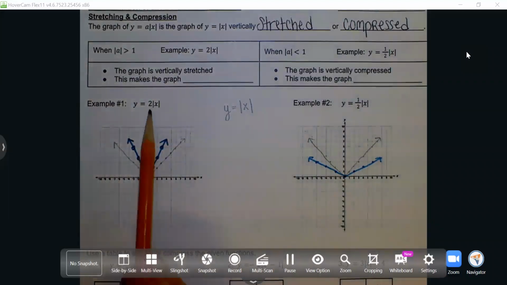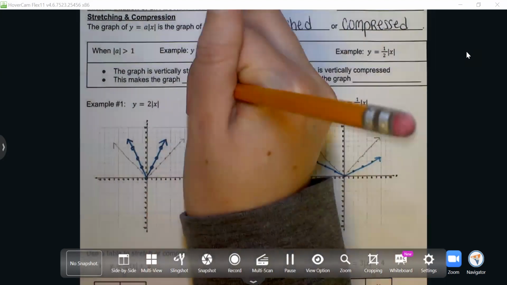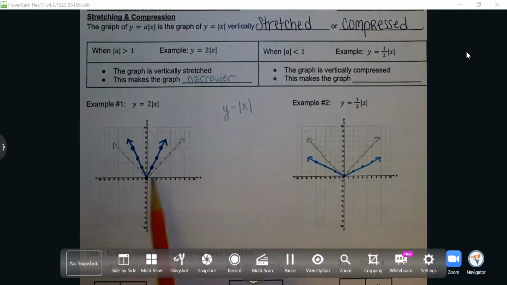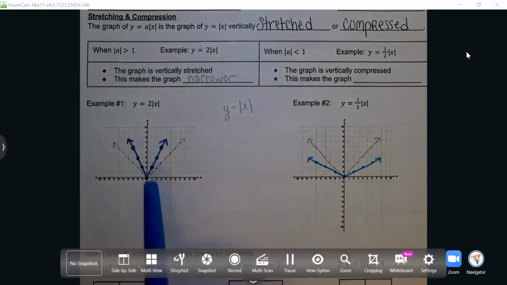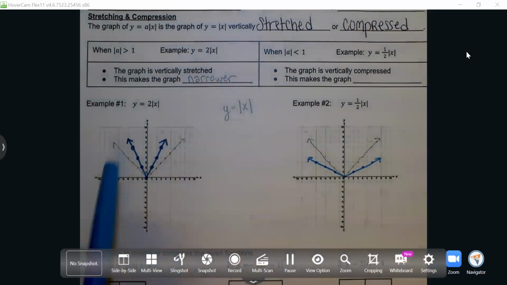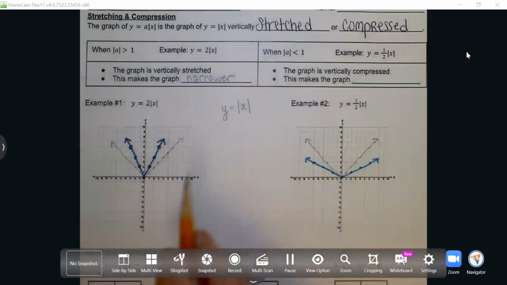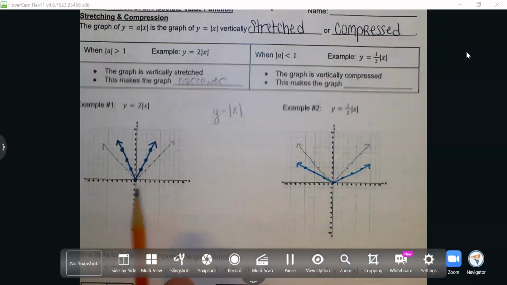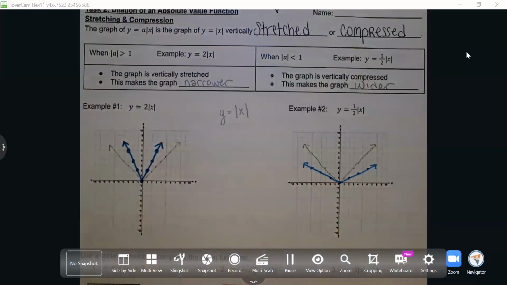So when I have 2 in front of that absolute value symbol, this graph actually becomes narrower. And it looks like this. I have in pencil here our original absolute value graph. And then this one in blue was what happens when I have a 2 in front of it. Over here again, I have my original absolute value graph in pencil, but when I have 1/2 in front of that absolute value symbol, this actually makes my graph wider. So those are my two different situations.